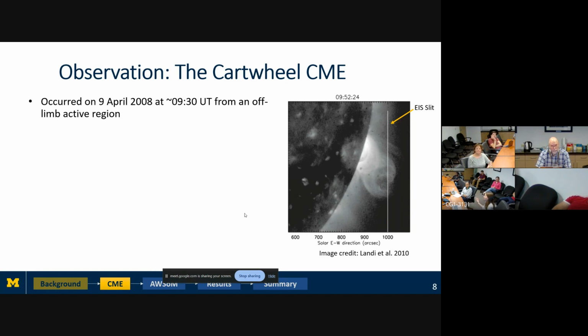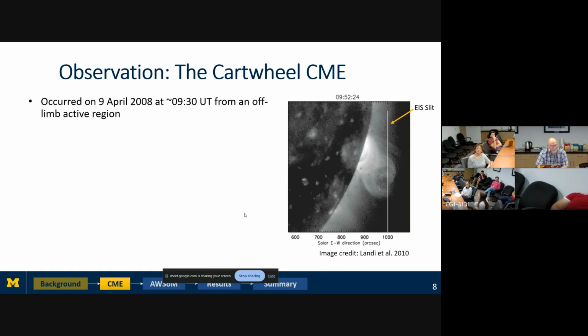And so this was a CME event that erupted on April 9, 2008 at 9:30 from an off-limb active region. You can see, actually, this is an XRT image of the CME plasma evolving outwards. It's called the cartwheel CME because it had a very strong southward deflection, which caused the plasma material to rotate. And I think Sabrina Savage made this quite some time ago.